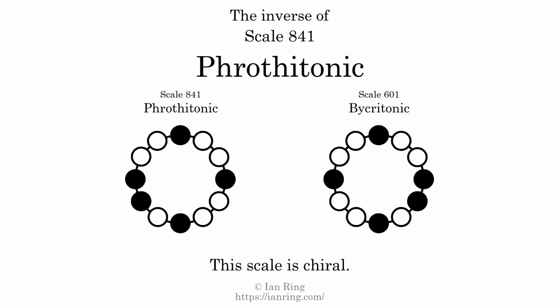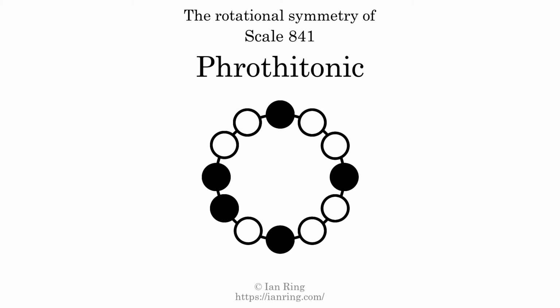The inverse of a scale is a mirror image. It is what you get when the sequence of intervals is reversed. The inverse of this scale is scale 601, also known as bichrotonic. This scale is chiral. It cannot transform into its inverse by rotational transformation. This scale has no rotational symmetry.